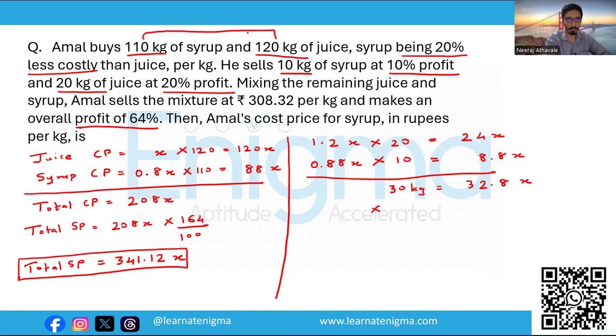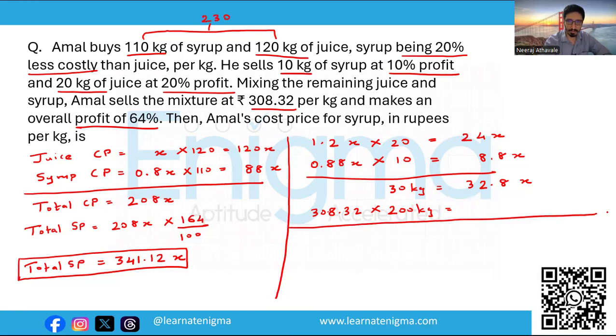Okay. Now, total we can see 110 plus 120, we have got 230 kgs. Out of which 30 kgs are sold. So the remaining kgs are 200. And it is given that they are sold at 308.32. So that will be the total selling price here, the product.